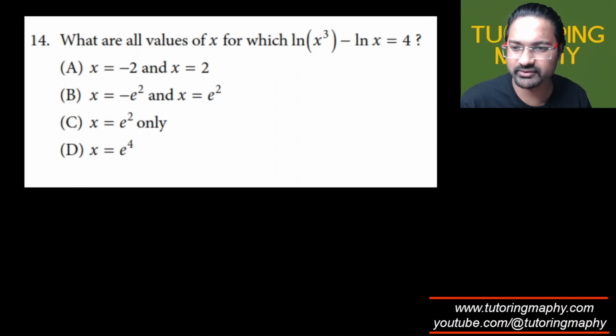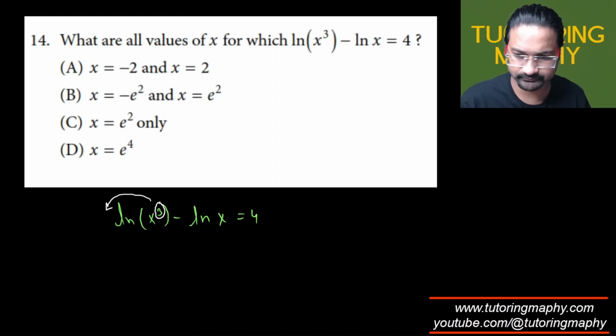Let's see this question. So it's given: what are all the values of x for which ln of x cube minus ln of x is 4? Pretty straightforward. We just have to use one simple property of log, that whenever you have log of something raised to a power, then that power will drop outside like this. So this is going to look like 3 ln of x minus ln of x is equal to 4.